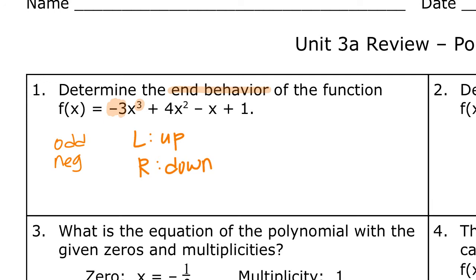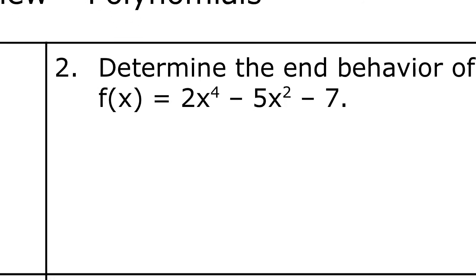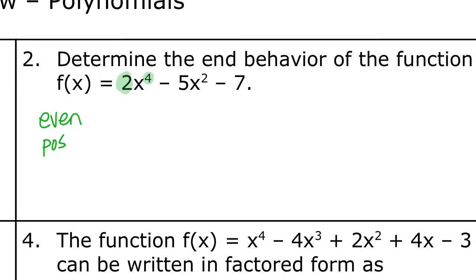Okay, number 2. So same thing, determine the end behavior of the function. f of x equals 2x to the 4th power minus 5x squared minus 7. So look for the highest exponent. In this case, our largest exponent is 4, and 4 is an even number. Then look at the coefficient at the front of that term, and I have a 2. That's positive 2. So in this case, it is even and it's positive, which means that both sides are going to point up. So left goes up and right goes up.